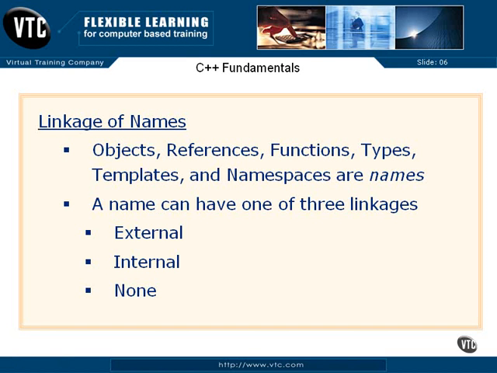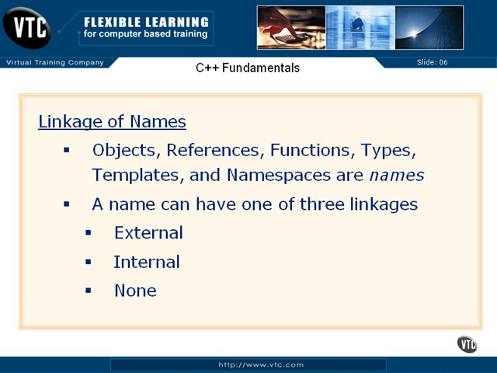Okay, we're talking about the basic structure of C++ programming in our C++ Fundamentals video series. And since we're in basic structure, we need to talk about some things dealing with linkage and linkage of names. Now, when we say a name, that's an object, a reference, a function, a type, a template, and a namespace. All of those are considered to be names. And linkage of names is where are those names visible? How are they visible to each other and through various translation units?